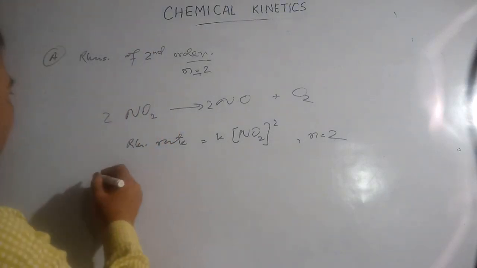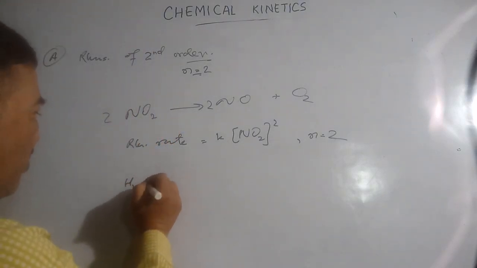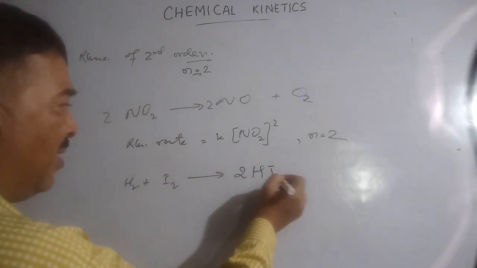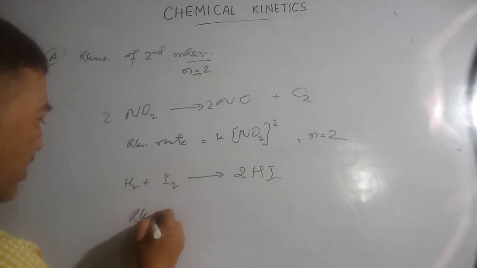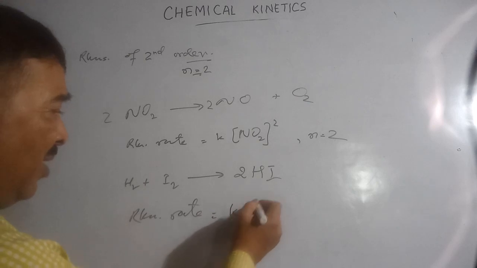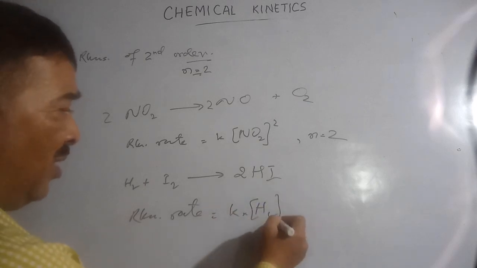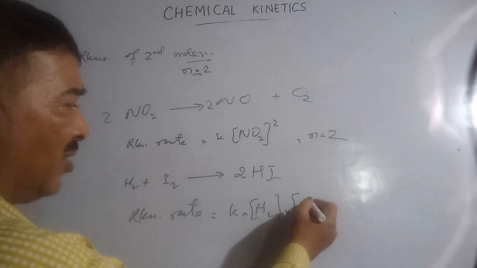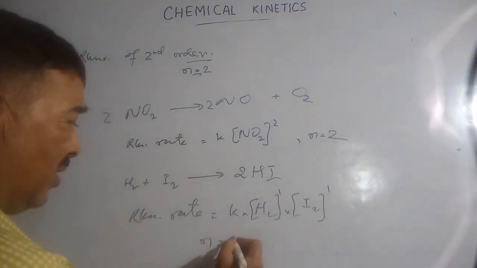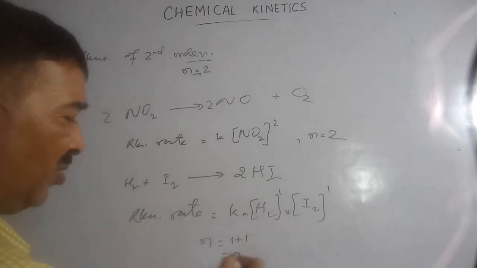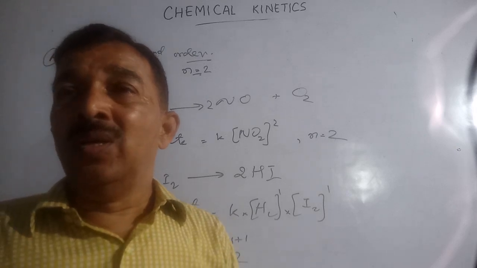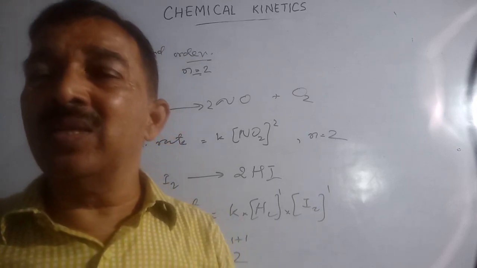Another example is S2 plus I2 gives twice HI. It means as per the reaction rate law, the reaction rate is equal to K into molar concentration of S2 into molar concentration of I2, with powers 1 and 1. So the order of the reaction will be 1 plus 1, that equals 2.